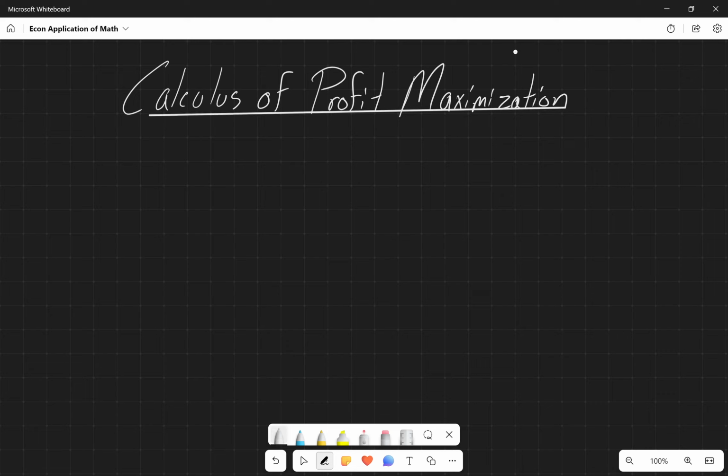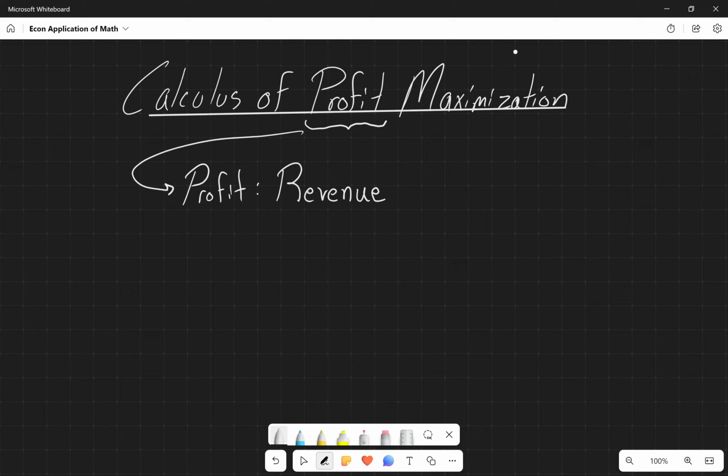So when we're talking about the calculus of profit maximization, the first thing that we need to break down, especially since some of us may not be familiar with economics or business, is what is this notion of profit? When we're talking about profit, we're really just talking about the money that comes in, or our revenues, and then we are subtracting our total costs.